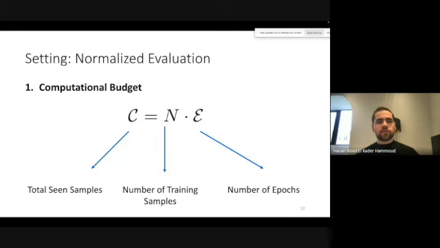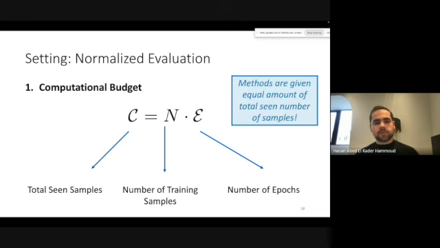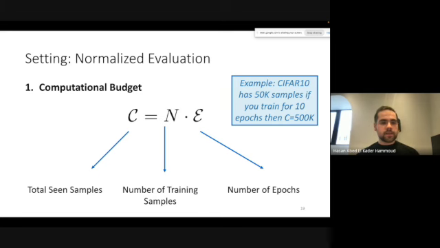So let's look into some important terminology. Computation budget in this paper is defined not as FLOPs, but rather as the total number of seen samples. So given your dataset, let's say you have 50,000 samples, and you have 10 epochs, then you have effectively a total of 500,000 samples to see. So all methods in the same table are given an equal amount of total number of seen samples. This is one part of our normalized evaluation. So again, the example, CIFAR-10, 50K samples. If you train for 10 epochs, then your budget is 500,000 total seen samples.